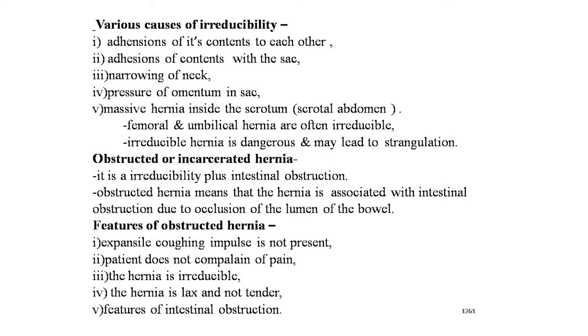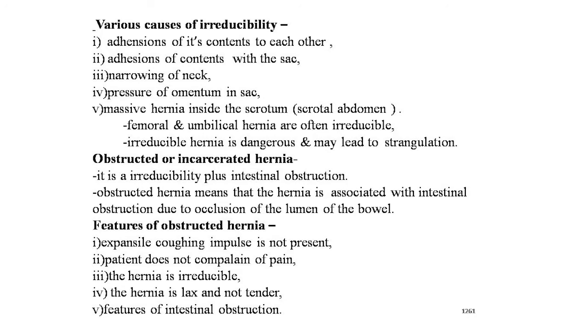Femoral and umbilical hernias are often irreducible. Irreducible hernia is dangerous and may lead to strangulation. Obstructed or incarcerated hernia is irreducibility plus intestinal obstruction. Obstructed hernia means that the hernia is associated with intestinal obstruction due to occlusion of the lumen of the bowel. Features of the obstructed hernia: expansile coughing impulse is not present.